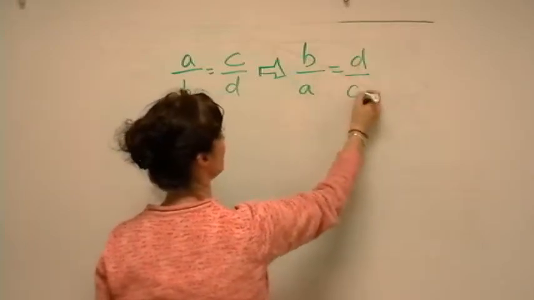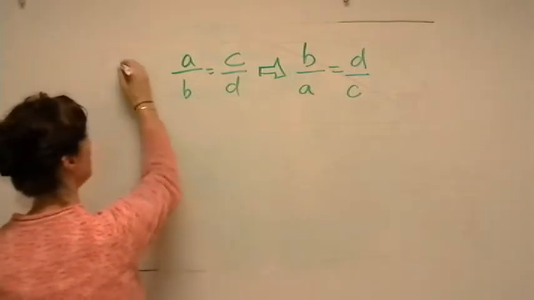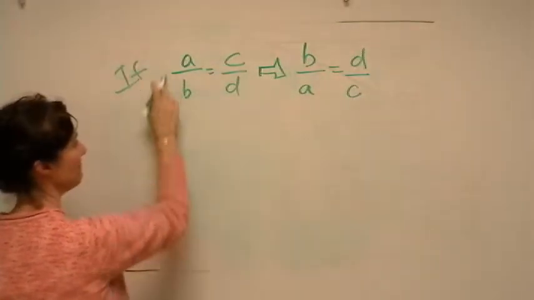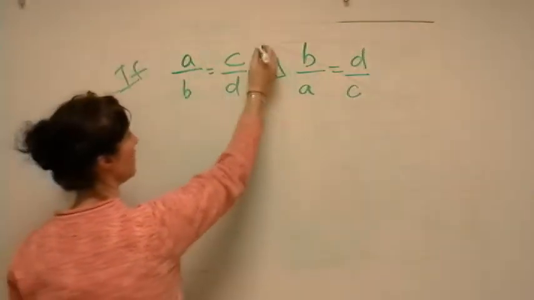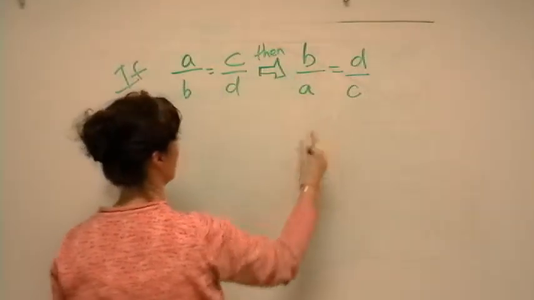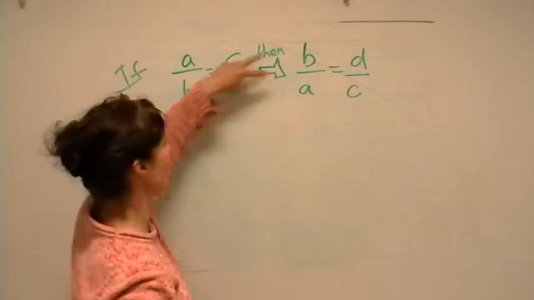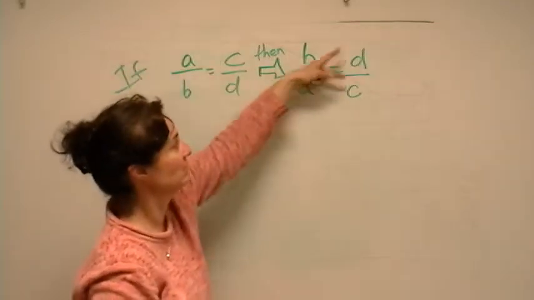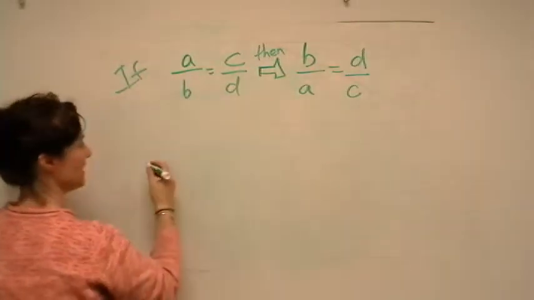So you can say that A over B equals C over D is the same as B over A equals D over C. The way they put it in the book is if A over B is equal to C over D, then B over A equals D over C. We've just flipped both fractions, written the reciprocal. That's rule number one.